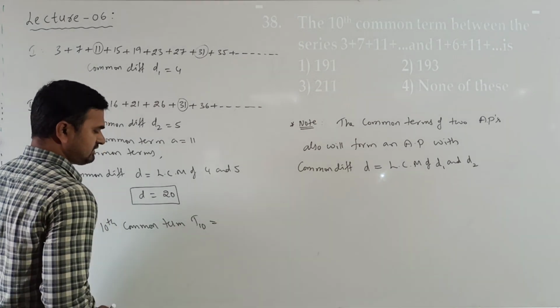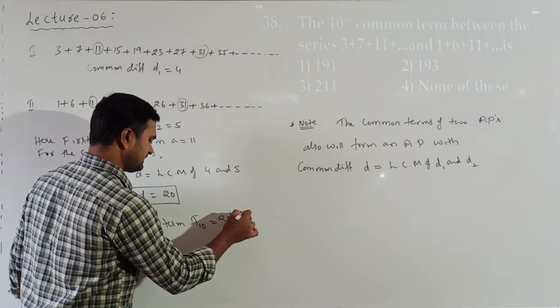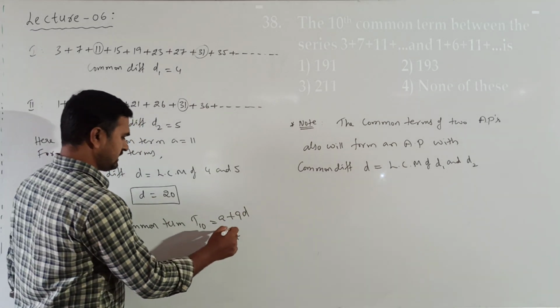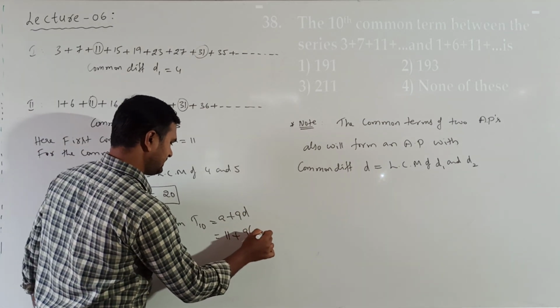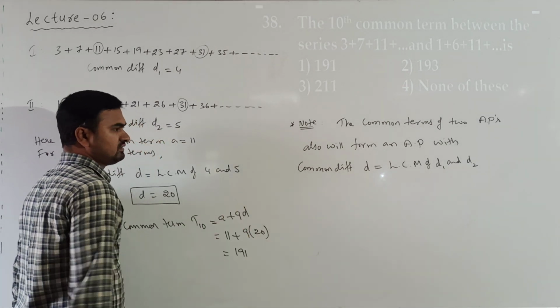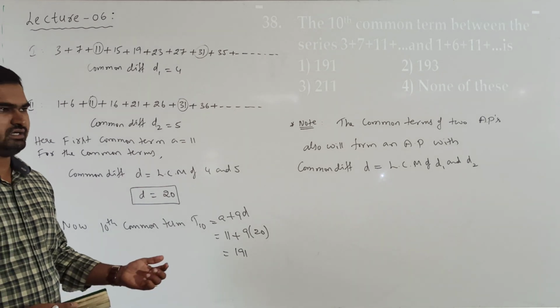T10. Since it is forming an AP, we can use A plus 9D. First term is 11, 9 times D is 2 times 20. So it is 180 plus 11, that is 191. So this is the 10th common term.